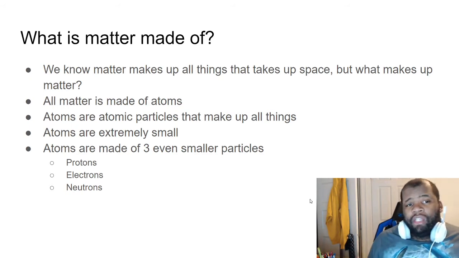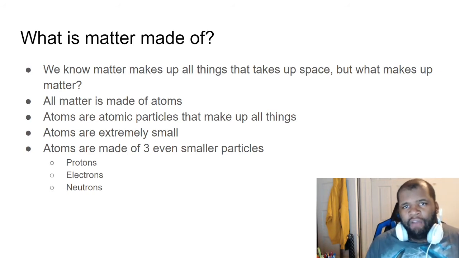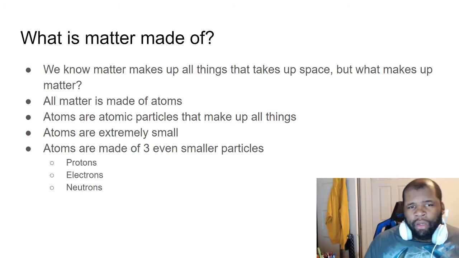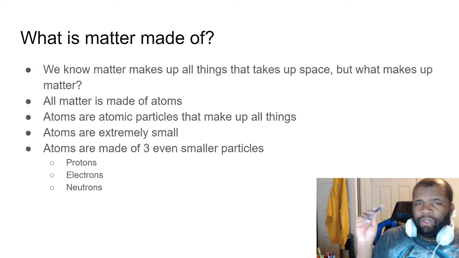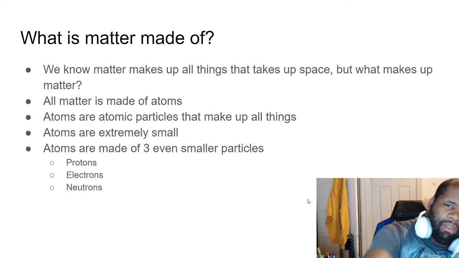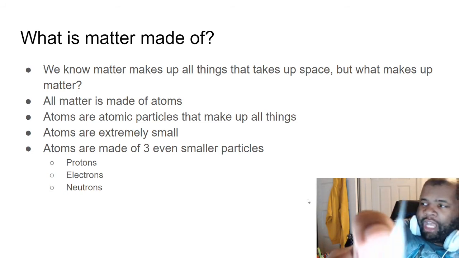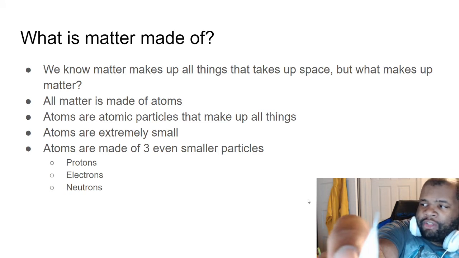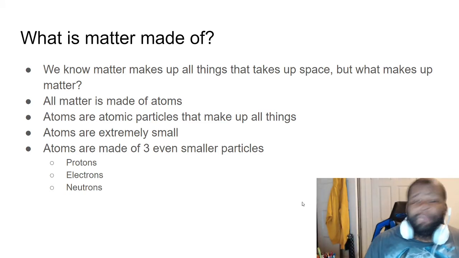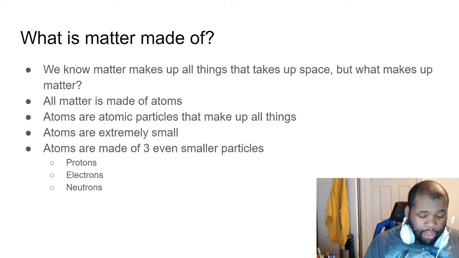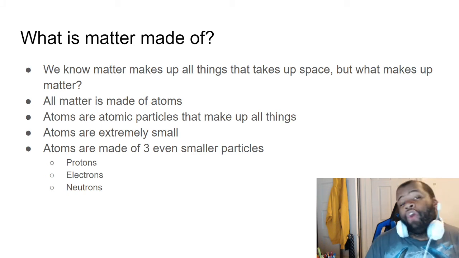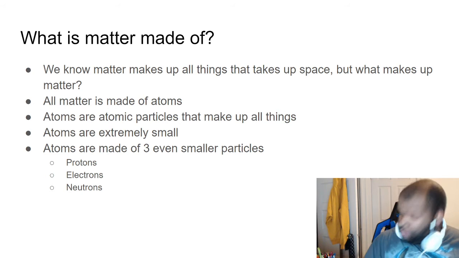Well, to answer that question, matter is made of atoms. Atoms are what are called atomic particles. They make up all things. They're extremely small. So, I have a pencil here. If I were to take my pencil and we looked at the very tippy top point of this pencil, I know it's out of focus, but I'm doing the best I can. If we look at the tippy top of this pencil, we would find that there are millions, and I don't exaggerate when I say that, there are literally millions of atoms that rest on the tippy top of every pencil.